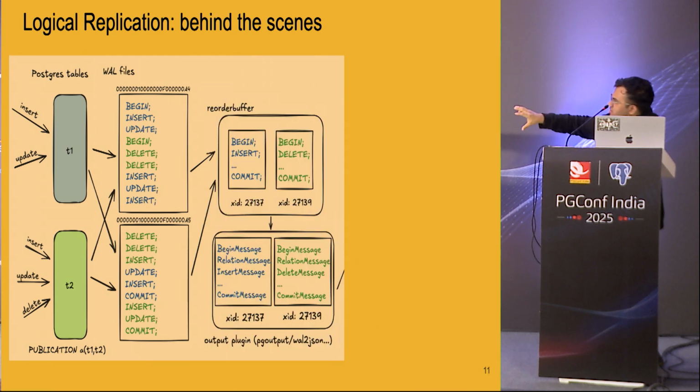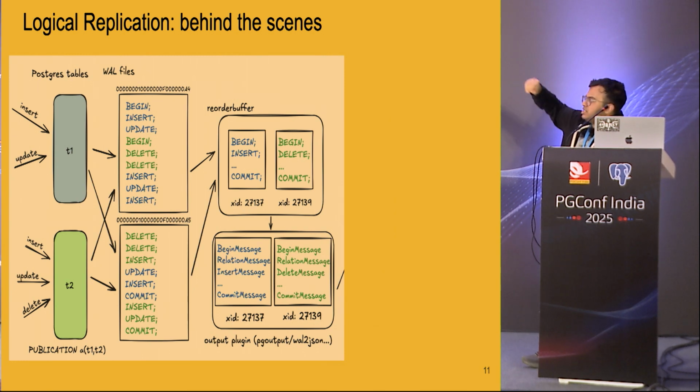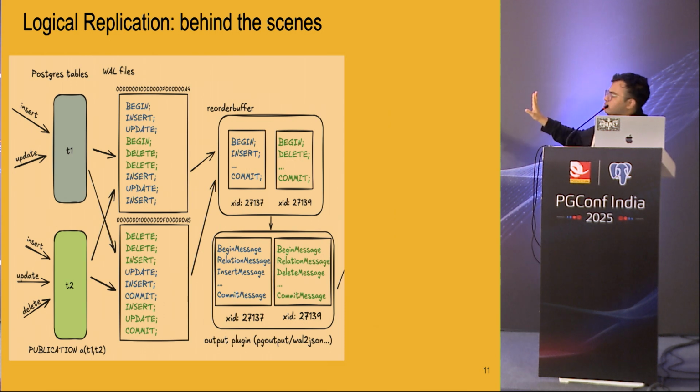The reorder buffer takes the WAL files and makes them into a sequence of changes. It takes all the begin and insert messages and makes them into a single chain for that transaction. So if you see transaction ID 27137 has all its changes in one area, and the other transaction is separated. The separation step is what the reorder buffer does.